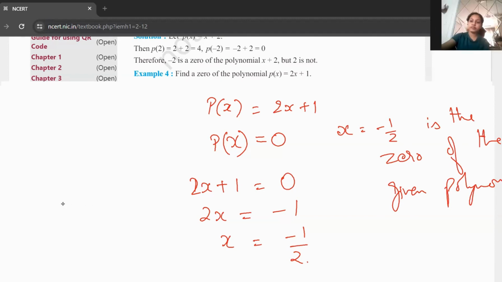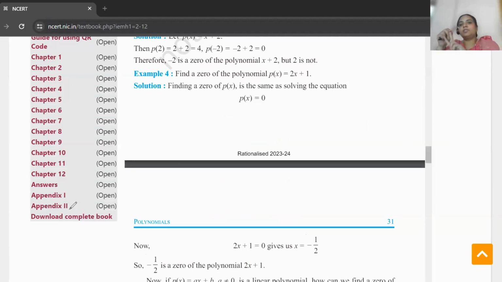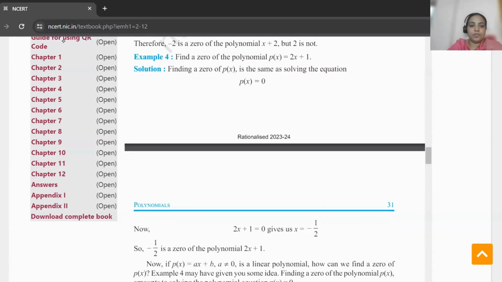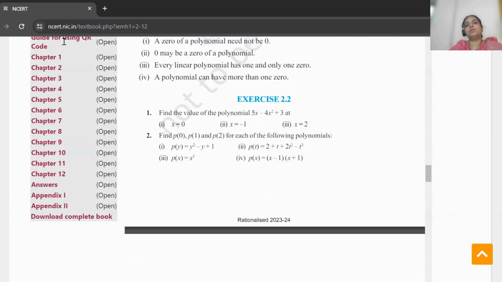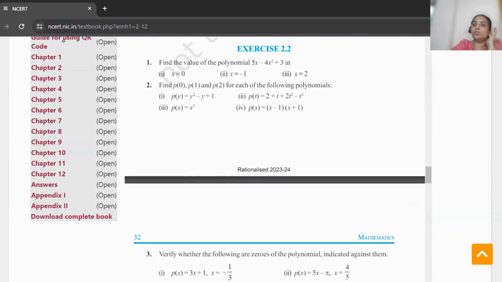Yes, ma'am. That means there are two things that we have discussed. One is when we are replacing the variable with some value and checking what value comes of that polynomial. Another is finding the 0, means putting the complete polynomial equal to 0. Understood, no? Okay. Moving ahead. This is checking if this is the 0 or not. We have already discussed that. So now we can answer the questions that are there in exercise 2.2.